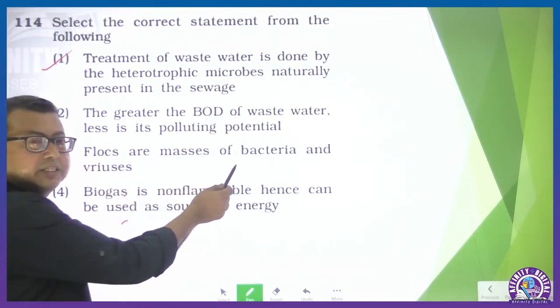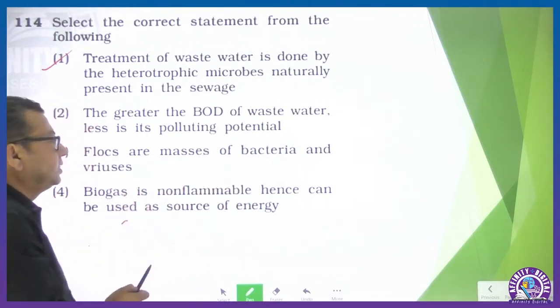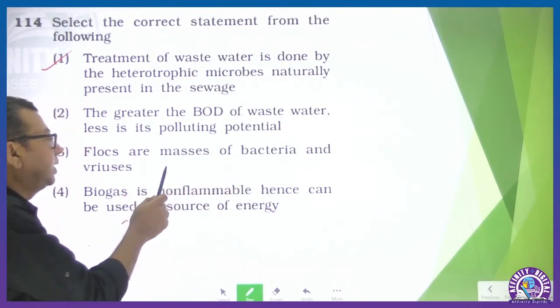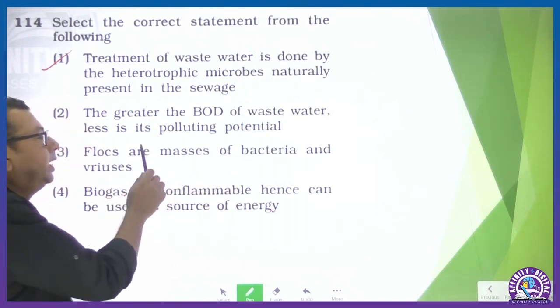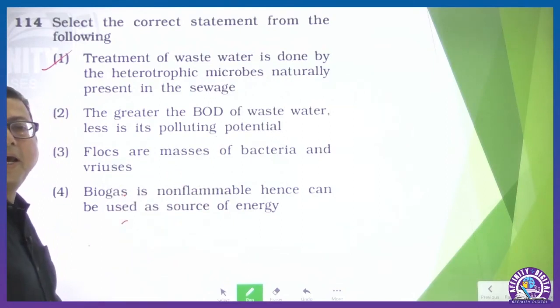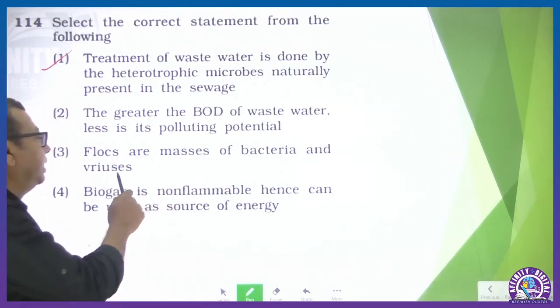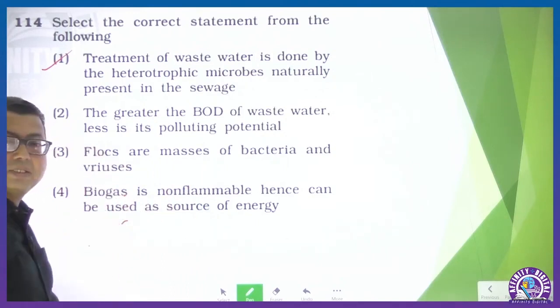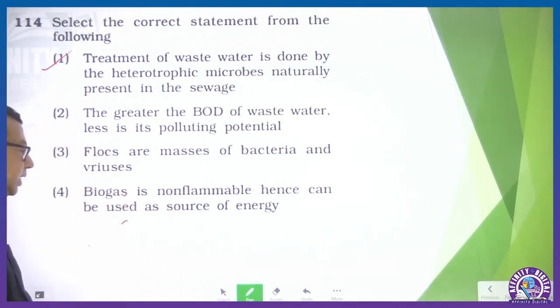Flocks are masses of bacteria and viruses. This is fine up to here. Actually, what are flocks? The flocks in sewage water are masses of aerobic bacteria and filamentous fungi, not virus. So this answer is not correct for this reason.